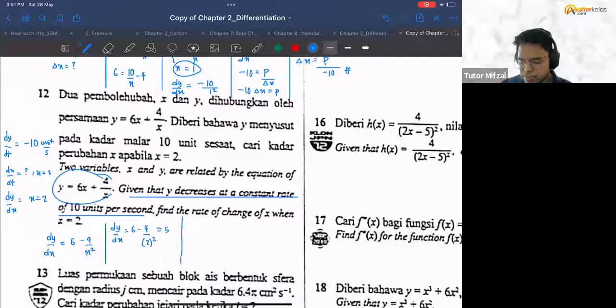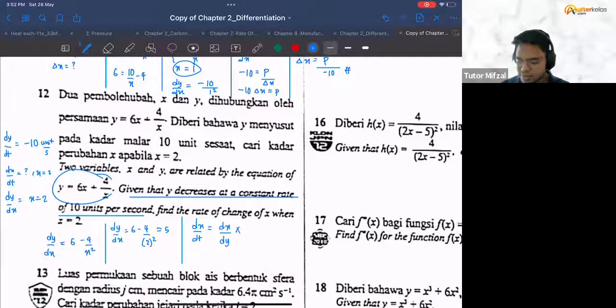So you get the value of dy over dx is equivalent to 5. Alright. Now let us find dx over dt. So to find dx over dt, the first one we need is dx. So you find dx. So dx is in dy over dx, so it becomes dx over dy.